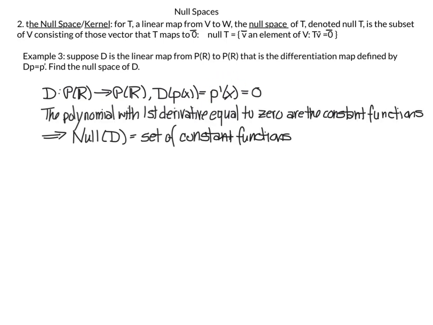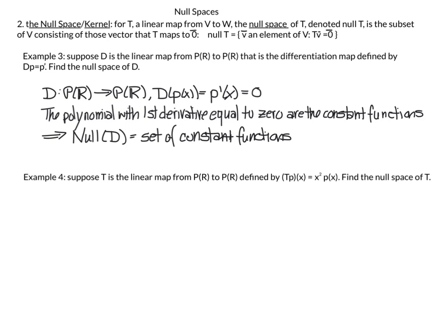And it is the constant polynomials whose derivatives equal 0. So the polynomials with first derivative equal to 0 are the constant functions, and therefore the null space of D is equal to the set of constant functions.